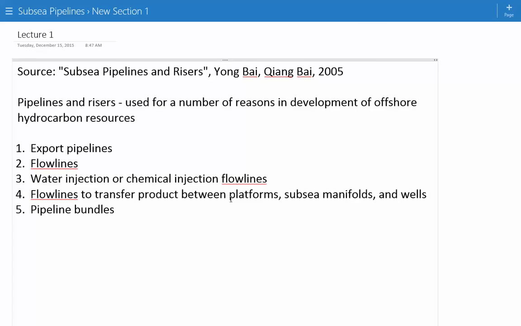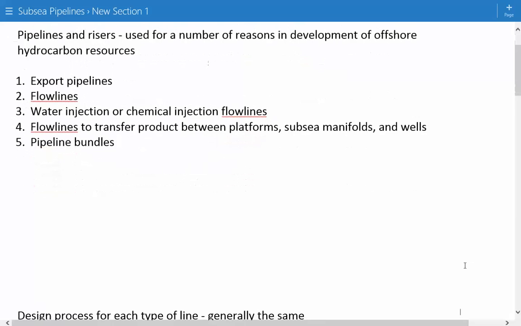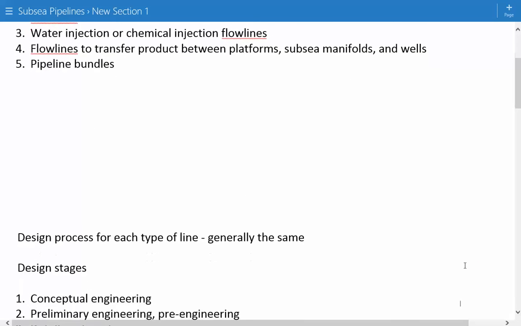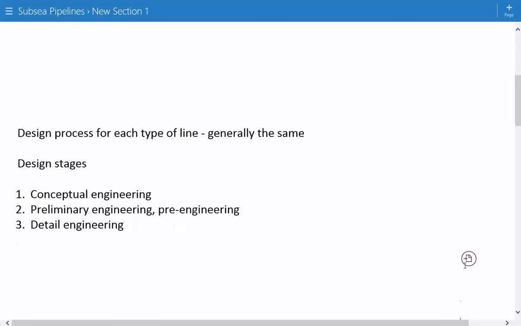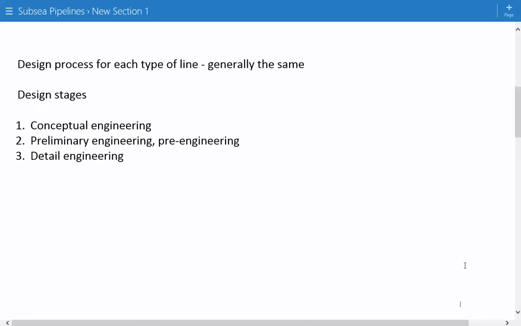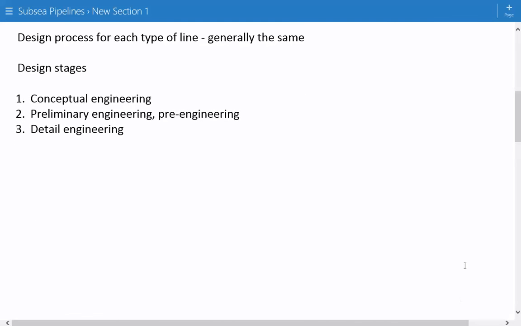The design process for each of these uses is generally the same. When designing a subsea pipeline, there are typically three main stages, but each of these stages can be further divided up. To keep things simplified, we say that there are three stages. The first stage is conceptual engineering. The second stage is preliminary engineering. And the third stage is detailed engineering.